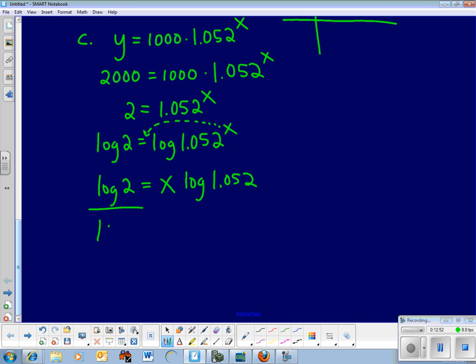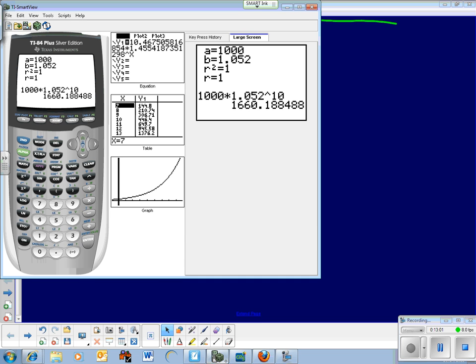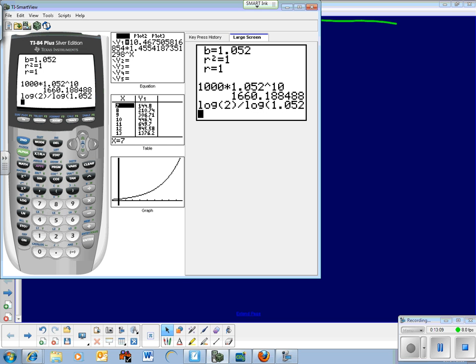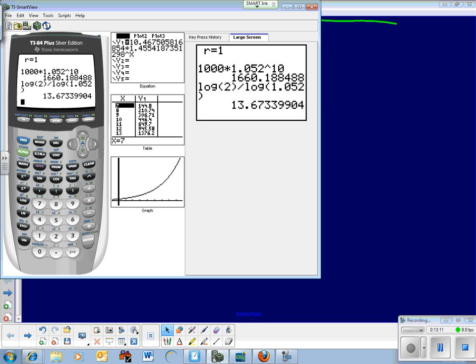Divide both sides of the equation by log of 1.052, and that'll be it. So we need log of 2 over log of 1.052. Log of 2 divided by log 1.052 should do it for us, and we get 13.67 years.